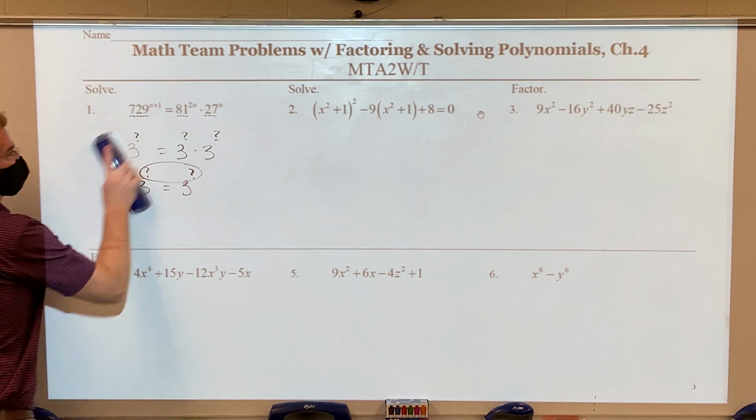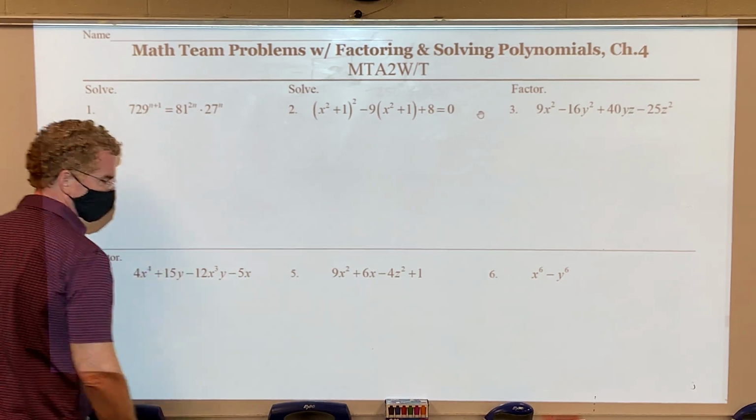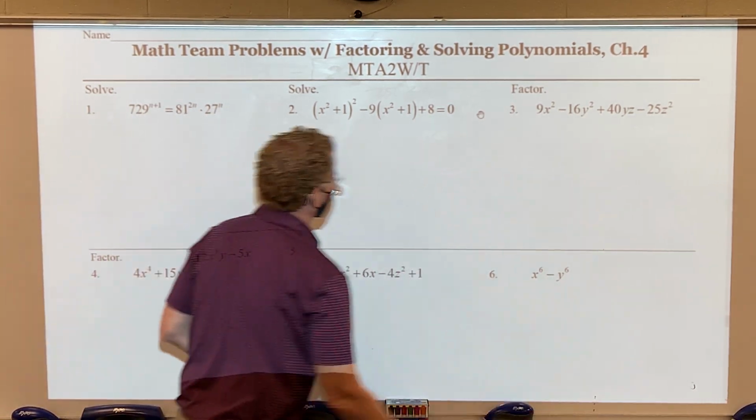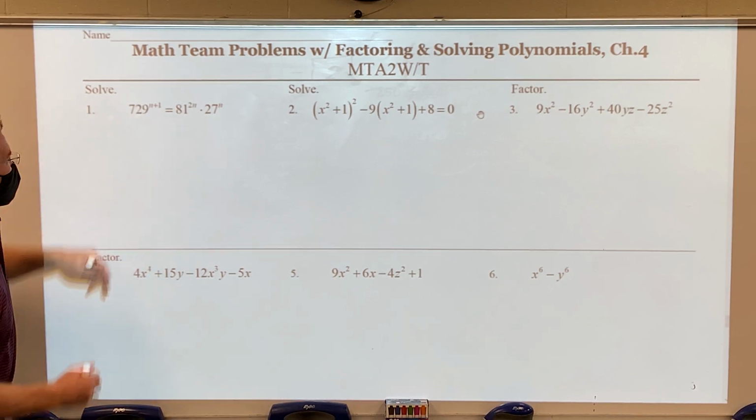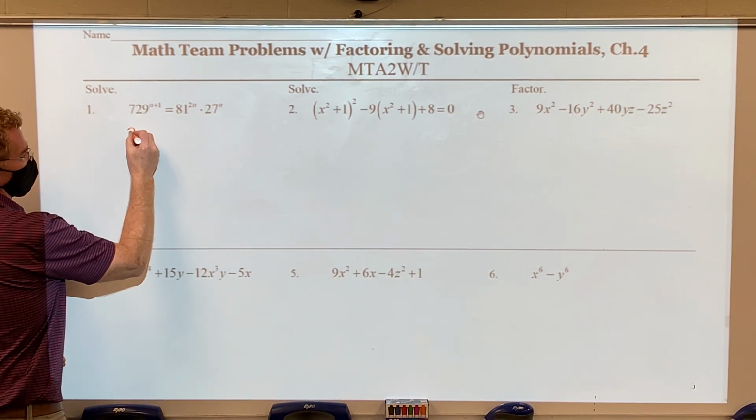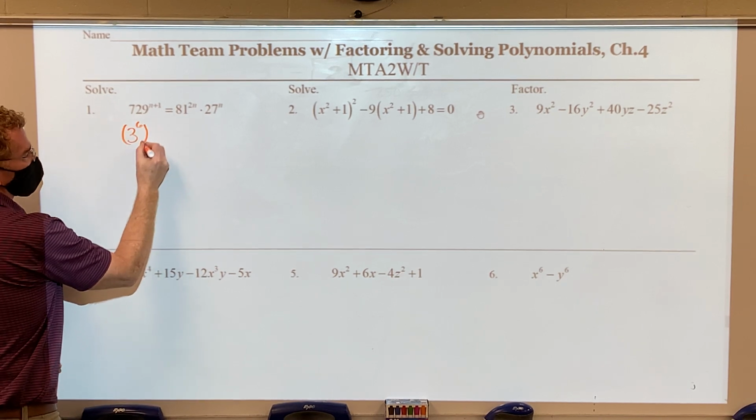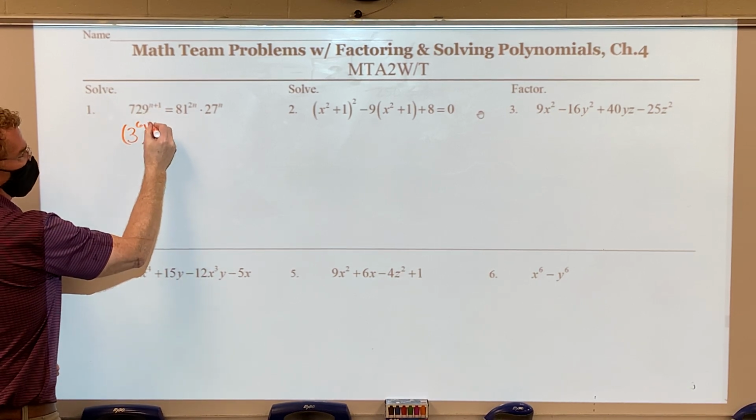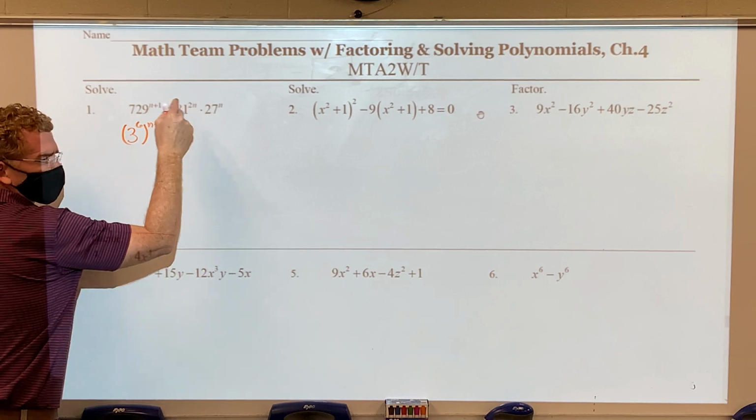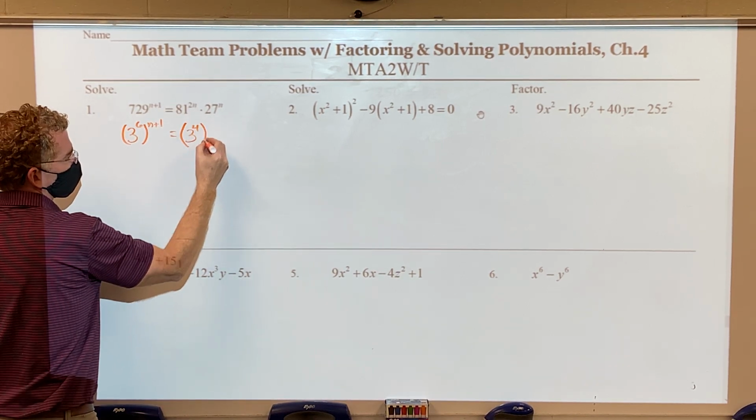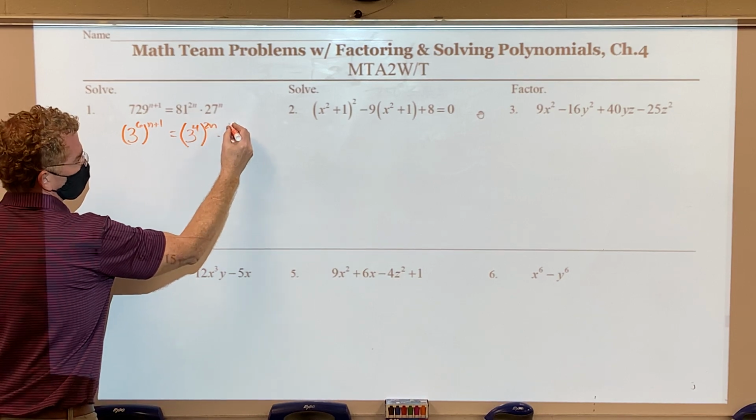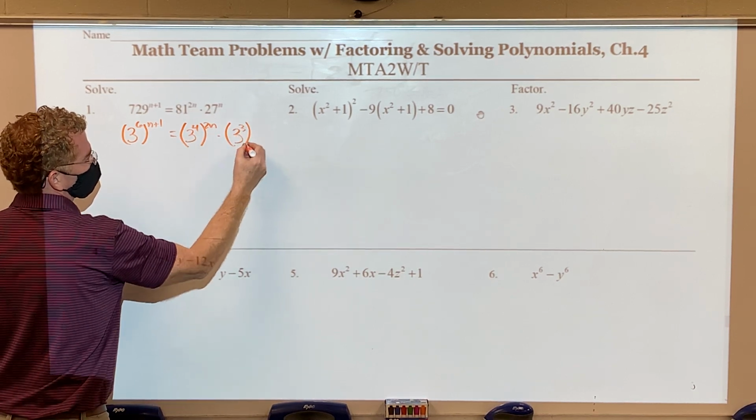Okay, so let's take a look. How can I rewrite this so that it's a base of 3? 3 to the 6th, parentheses, n plus 1. So 3 to the 6th, parentheses, n plus 1. And how can I write 81? 3 to the 4th, parentheses, 2n. 3 to the 3rd, parentheses, n. So 3 to the 3rd, parentheses, n.